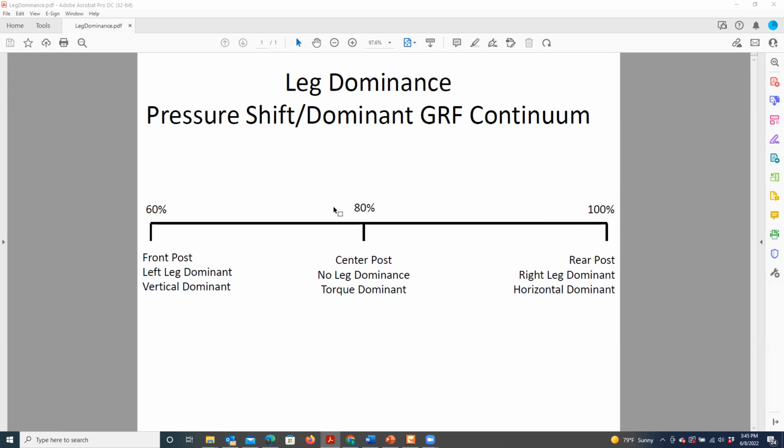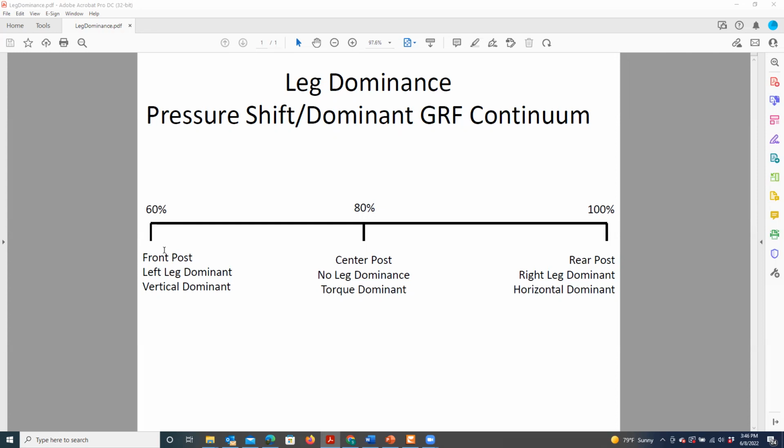And if we're between those two things, which would be around an 80% pressure shift, that's considered a very centered pressure shift or a no leg dominant pressure shift. Now we can use our torque force or our rotational force as our dominant ground reaction force. And so dialing in these matchups for individual golfers can be pretty important.